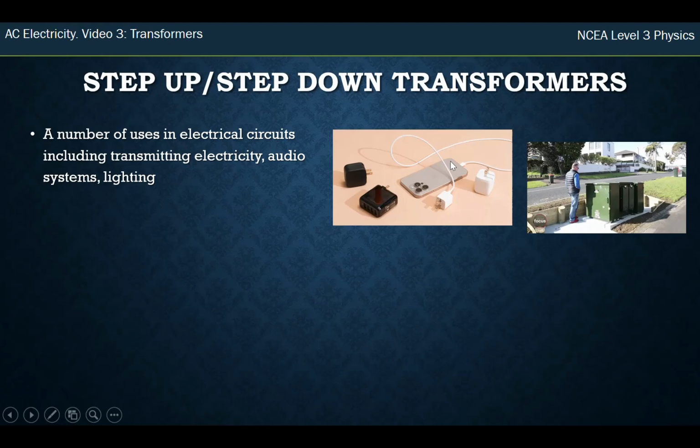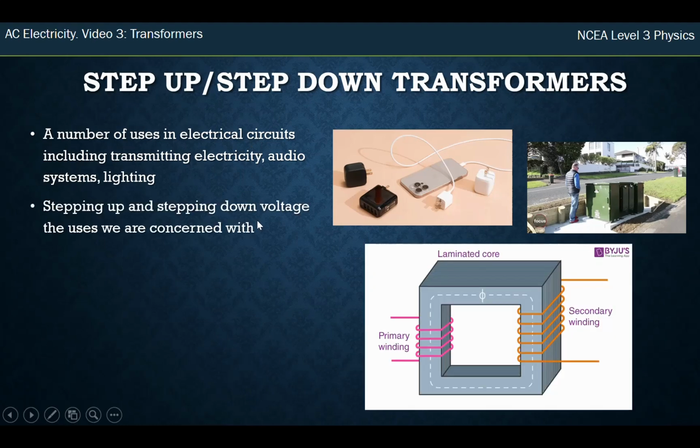And these are step down transformers as well. So they take your 240 volt wall outlet and bring it down to 5 volts ready for your phone.